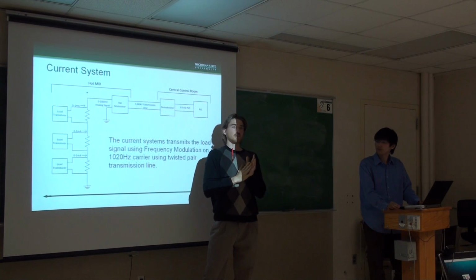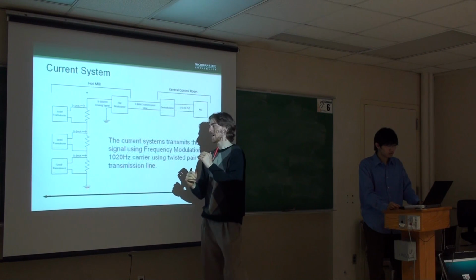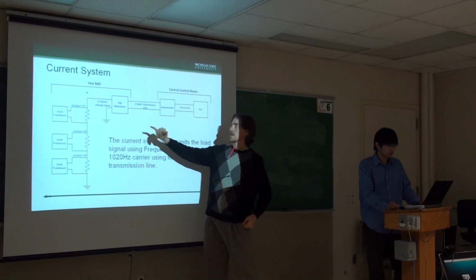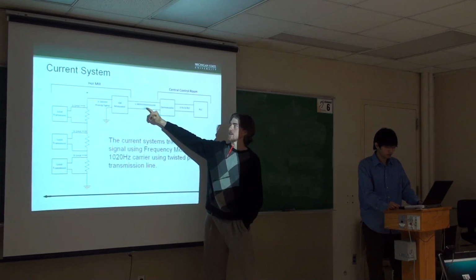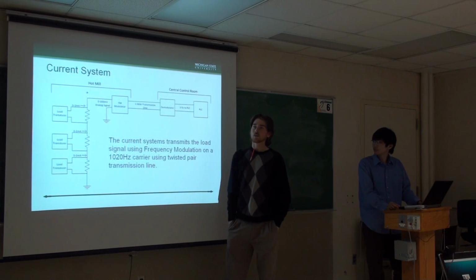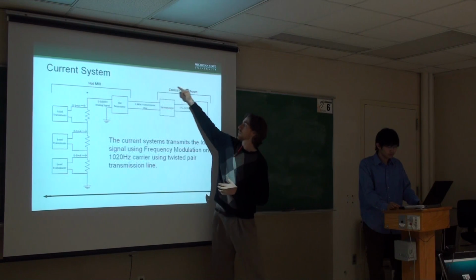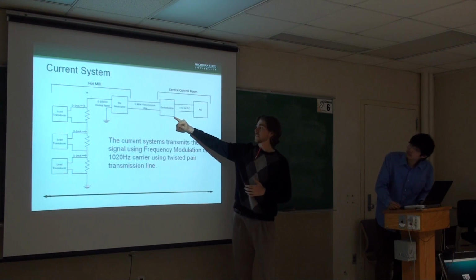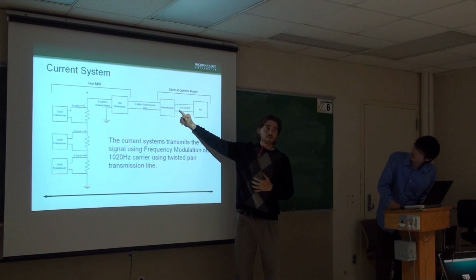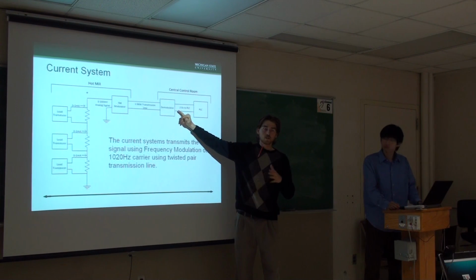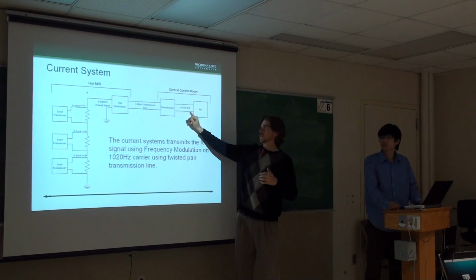The frequency modulating device modulates that analog signal with a 1020 Hz carrier. That signal then goes to a twisted pair transmission wire, which can be up to a mile away from the central control room. And then in the central control room, that signal is demodulated, converted to a 1 to 5 volt linearly varying signal, which goes to a PLC.